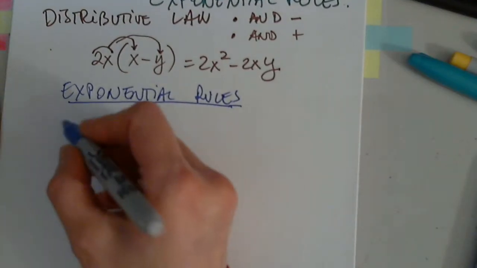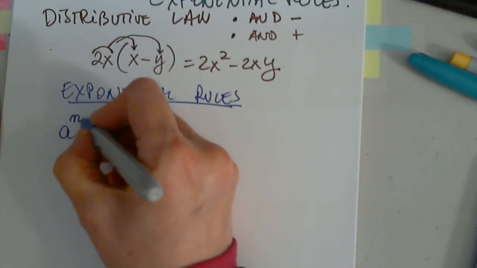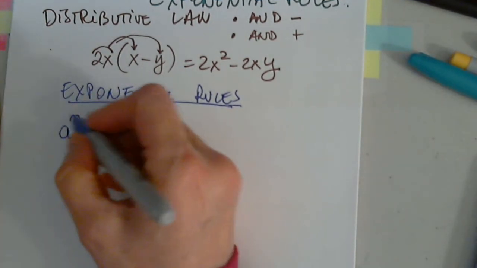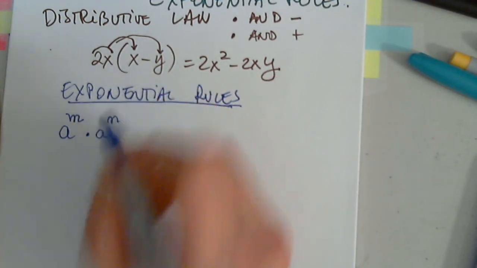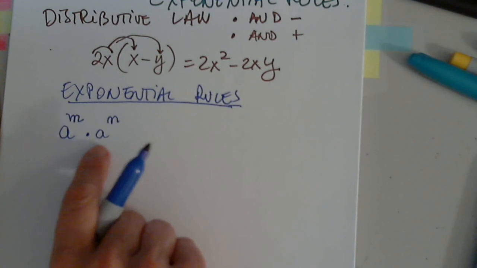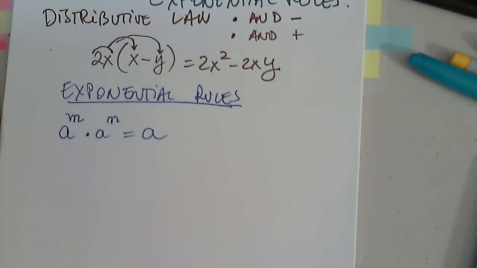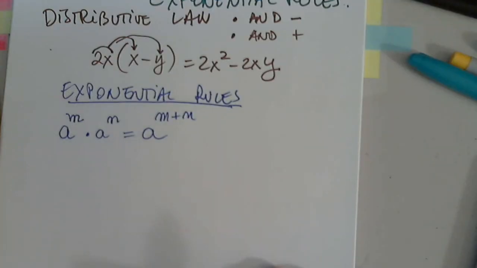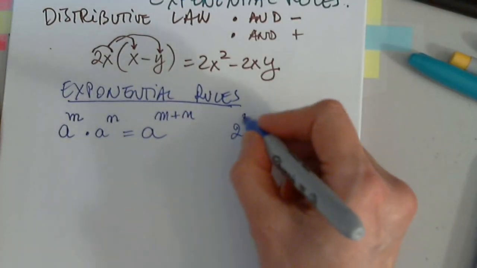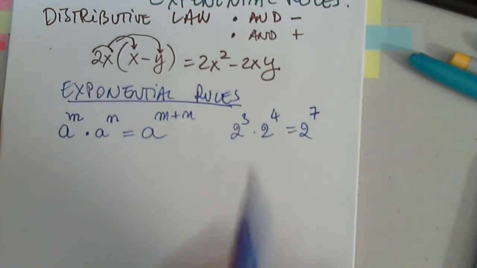Okay, here's one. A base raised to power n, or m first, doesn't matter, times a raised to the nth power. These two bases have to be the same. We do not do anything to it. We copy the base and add the exponents. So for example, 2 to the third times 2 to the fourth, we copy the base, add the exponents.